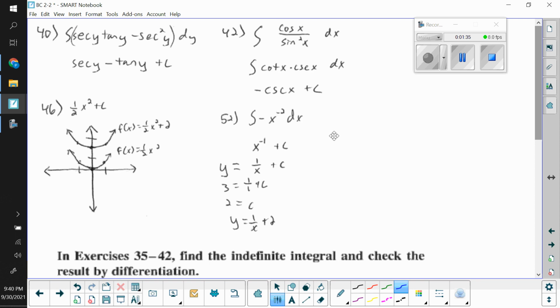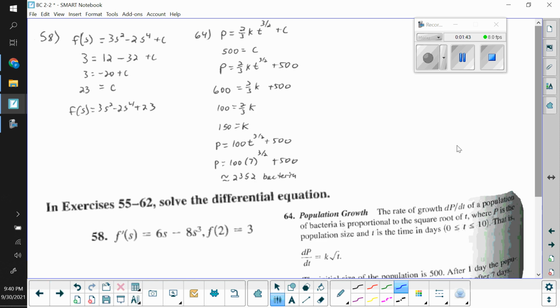Again, not too much in terms of being able to see worked out solutions. It's pretty much similar to what was posted. And then I just want to talk through 64 for a second. So our original equation, think of that as k times t to the 1/2. So new exponent is 3/2. When you divide by 3/2, that's 2/3 out front, and you have your plus c.